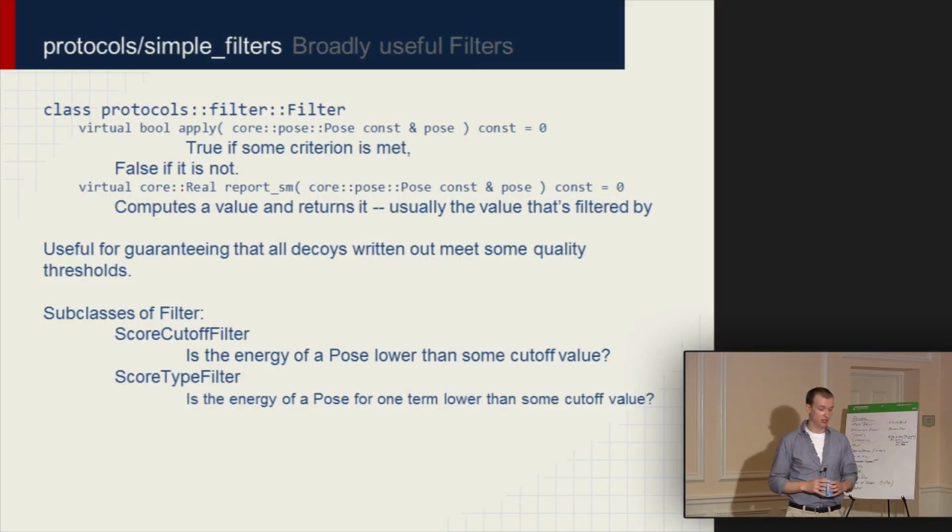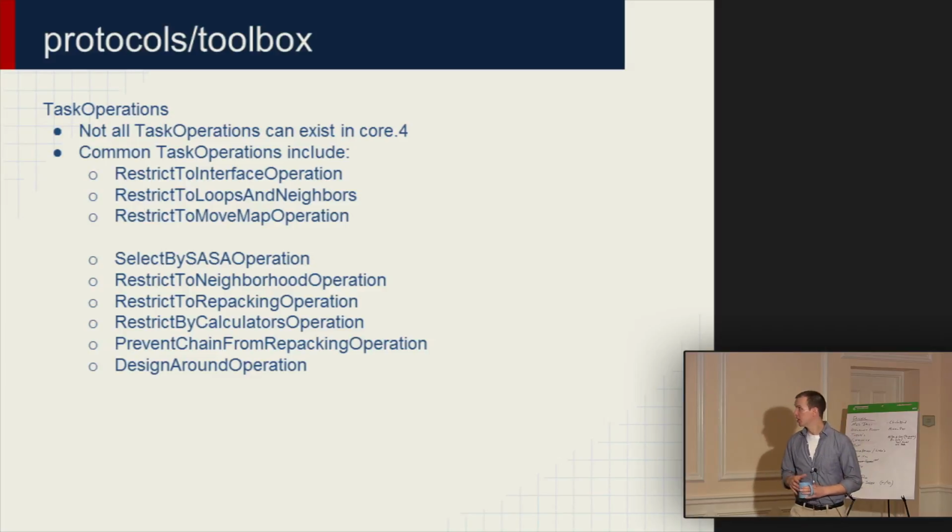Okay, so there are some common subclasses of filter. For instance, there's a score cutoff filter: is the energy of some pose lower than some cutoff value? This has to be set up when the filter is initialized. It can't, as Alex maybe hoped, increase its stringency as time progresses. There's a score type filter, and that's a way of saying, is the energy of the pose for one particular term lower than some threshold? Or maybe is it higher than some cutoff value? For instance, maybe you want to make sure that the fa_rep weight is below 100 or something. Maybe you're just not going to bother with structures that are in terrible collision. I encourage you to poke around in the simple filters directory to see what other options are available.